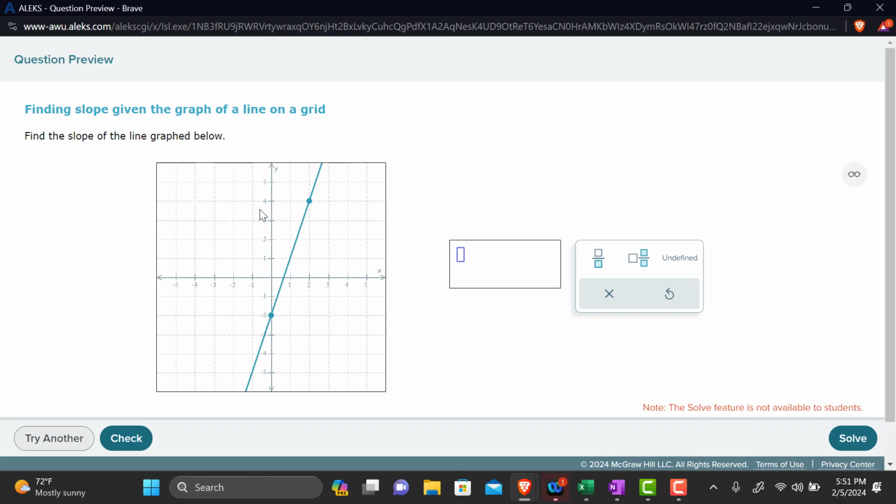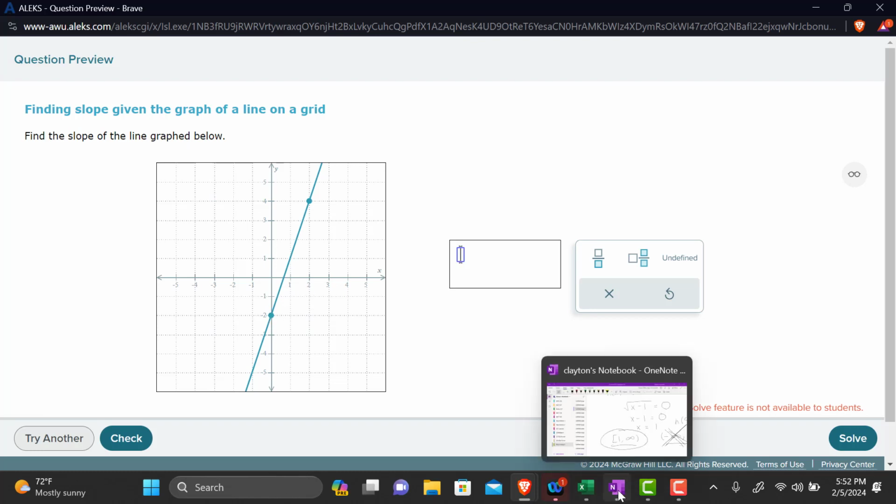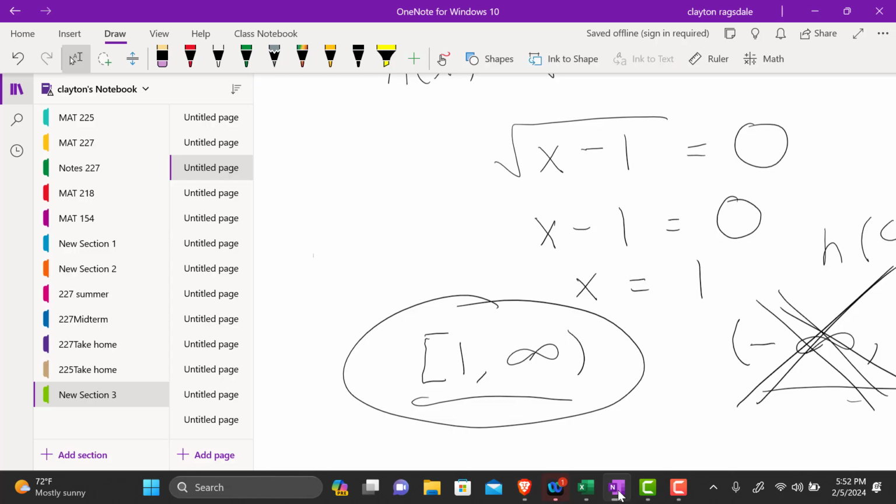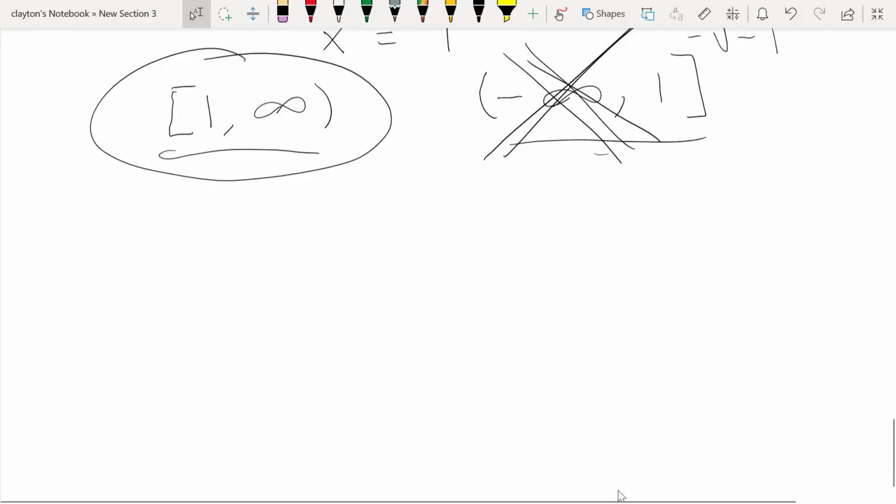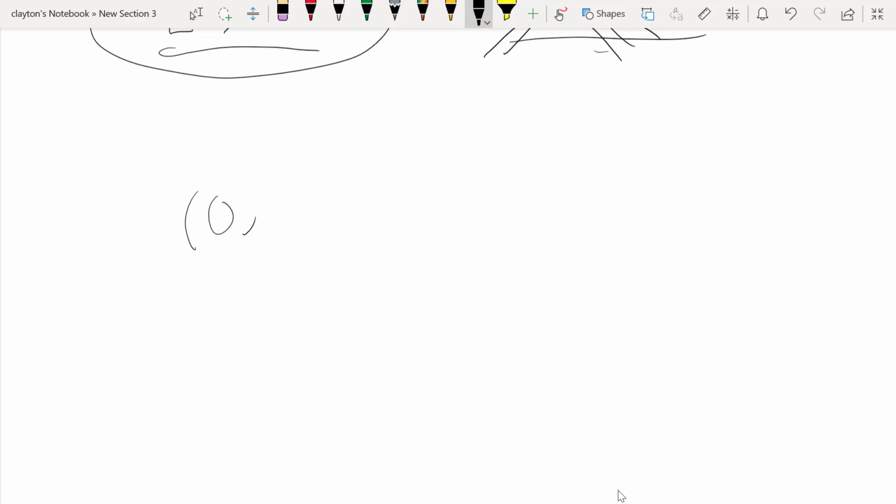Okay, kind of hard for me to do without having this here. It says finding the slope given the graph on a grid. Remember, they've given me 2 points. I'm going to just list these out. What are my 2 points? 0, negative 2, and positive 2, 4. I really just say it twice so I remember it. So we have 0, negative 2, positive 2, 4.